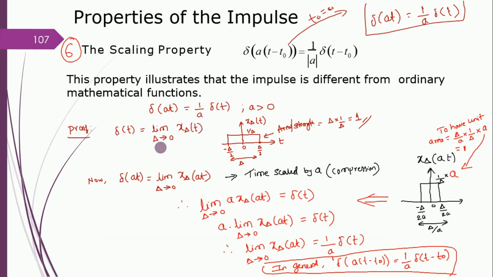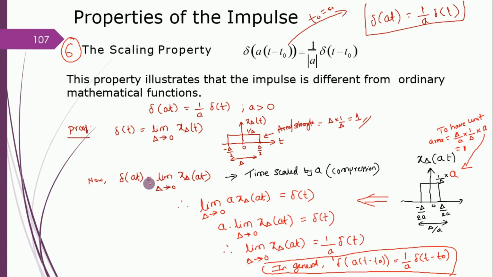To illustrate it, I'll take one of the references that I had mentioned in the previous slides. Delta of t is equal to limit delta tends to 0 of x delta of t. X delta of t looks like this. The width being delta, the height being 1 by delta, that is the amplitude. Its area, delta into 1 by delta, will give you 1. So this illustration I have already provided to you. Now I'll take its reference to move forward.